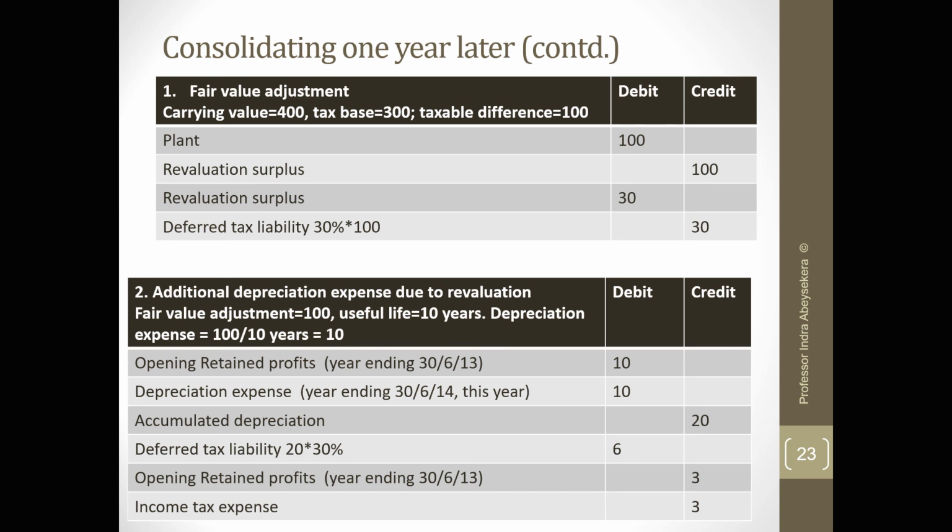So the accumulated depreciation for 2 years is 20. We credit 20. Deferred tax. Because of the depreciation expense, income tax expense decreases in the current year. And because of the depreciation expense in the previous year, opening retained profits will increase by 3 due to income tax expense credit. And together, the decrease in deferred tax liability for 2 years is 6.